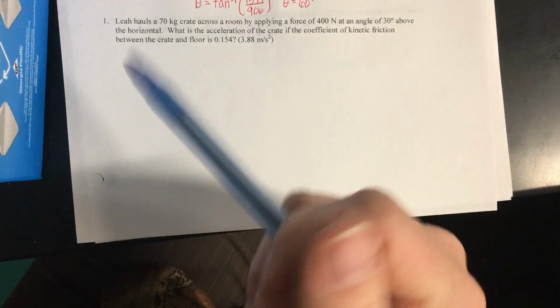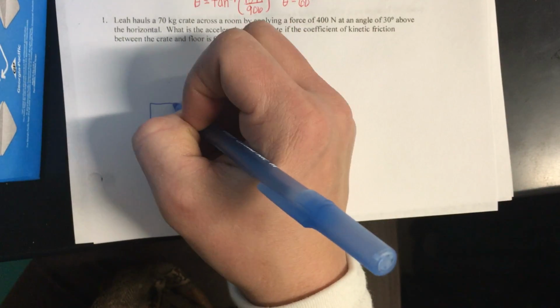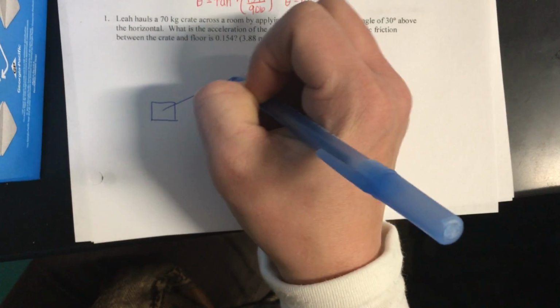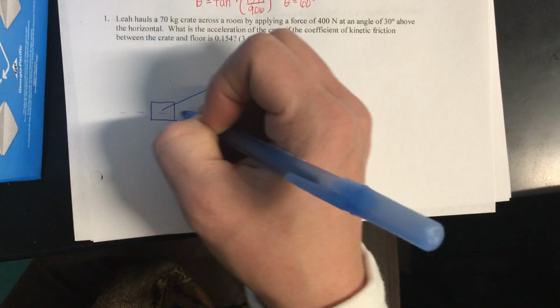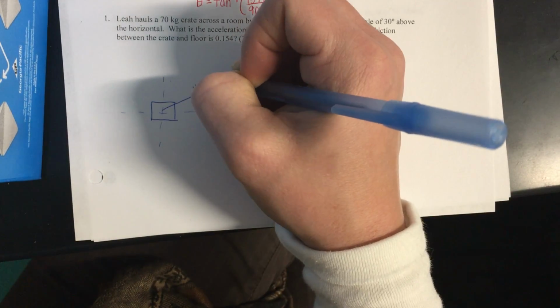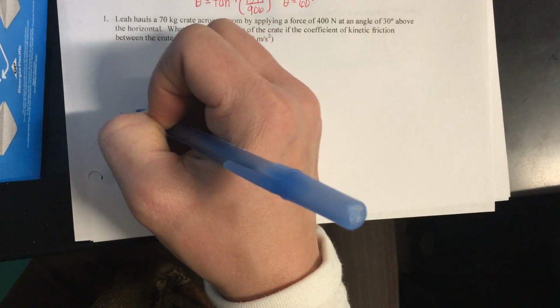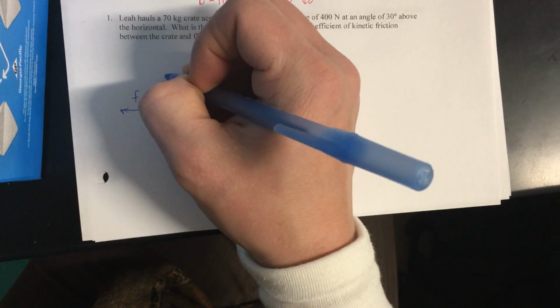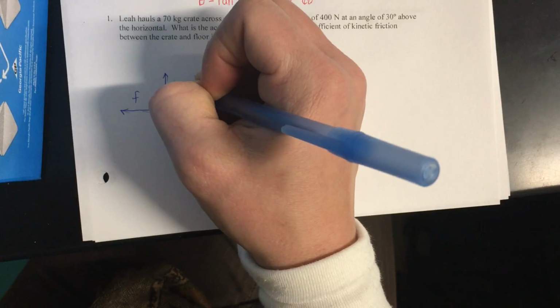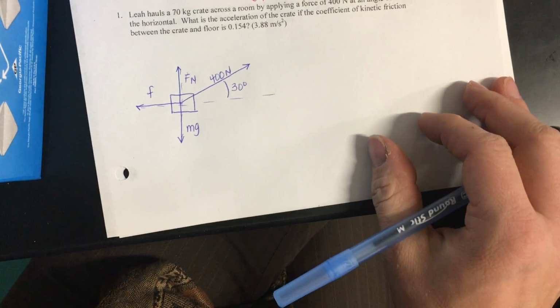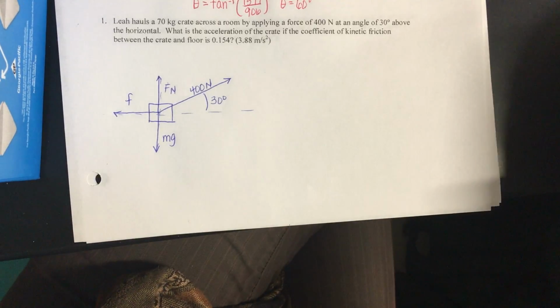Okay, Leah hauls a 70-kilogram crate across a room, applying a force of 400 newtons at an angle of 30 degrees. So 400 newtons, 30 degrees here. They tell you there's definitely friction. You have your normal force and gravity. They want to know what is the acceleration.